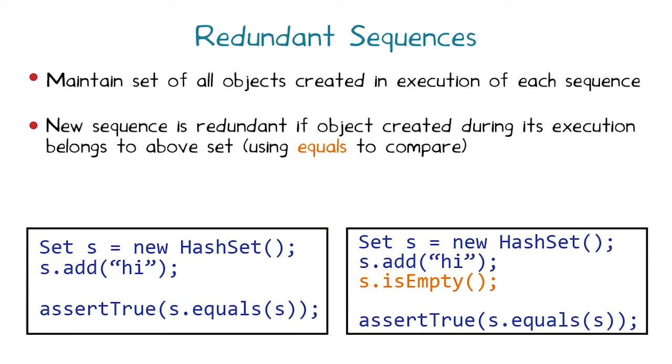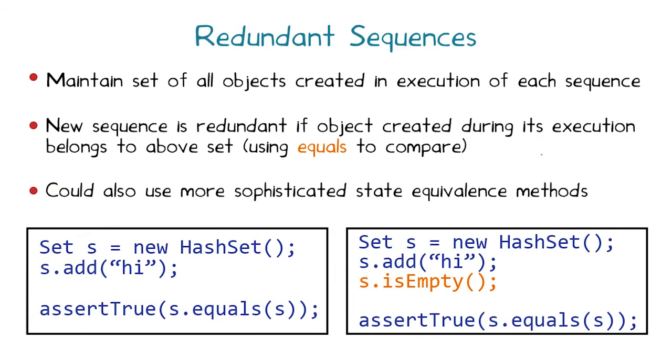For instance, it is straightforward to use reflection to write a method that determines whether two objects have the same concrete representation, that is, the same values for all their fields. Or the user can specify more sophisticated methods to determine state equivalence.